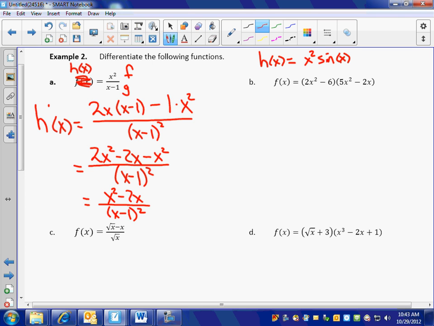Okay. So, let's do this. H prime of x. You take the derivative of the first, which is 4x, times the second one left alone, right? Which is 5x squared minus 2x, plus the derivative of the second, which is, let's just leave that, okay?